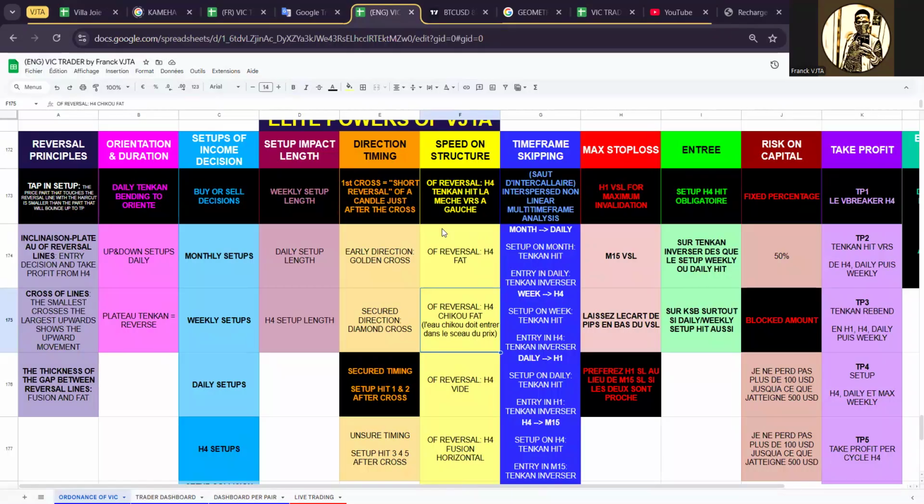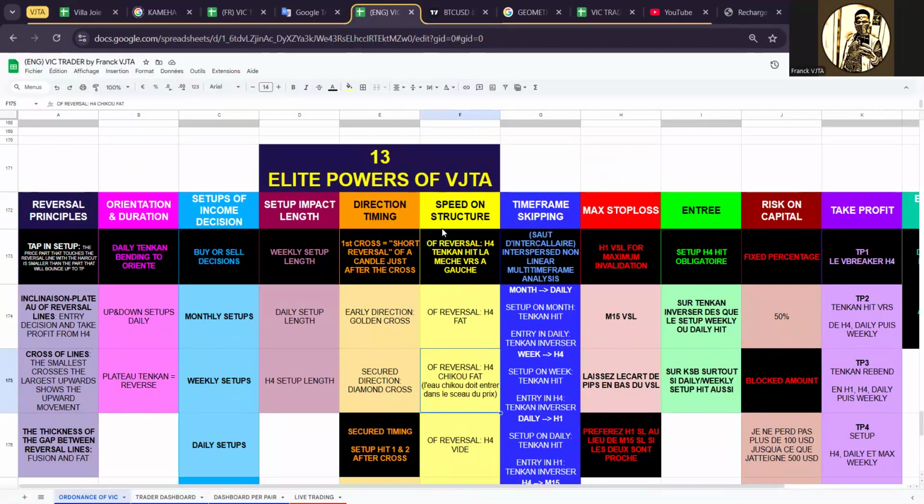So let's look at the setup impact length. You know that everything that is on the elite power here, we already did it. I'm just making it in this form for you to have it in one table, in one format.